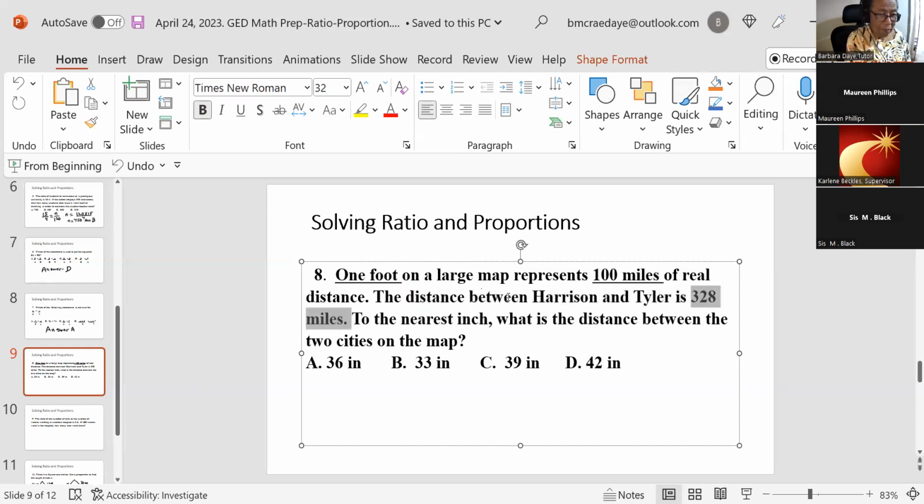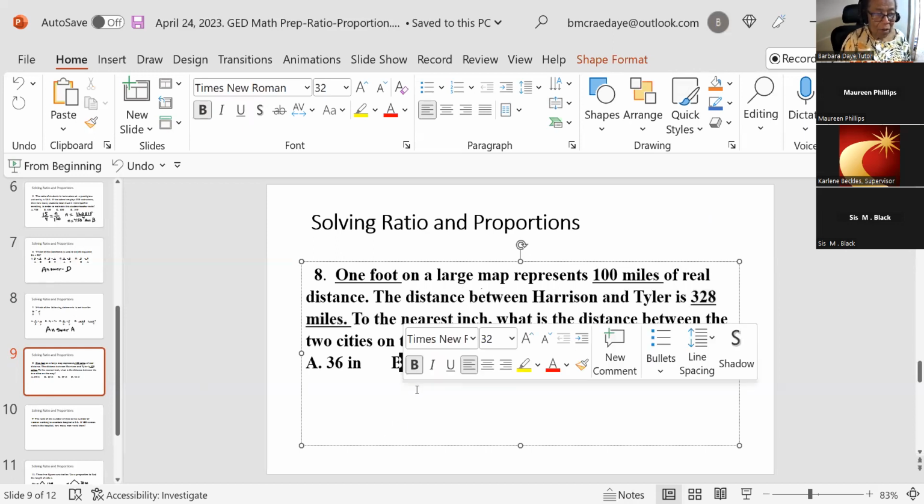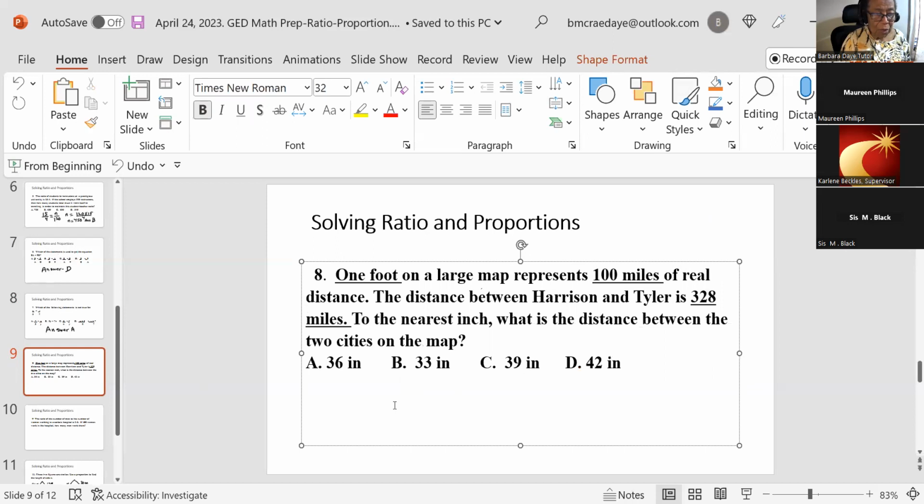So you get what? What is the answer? 39. Okay, Maureen, give me your proportion. What did you write for your proportion? I didn't write proportions. I did it from my calculator. Yeah, okay. But you have to do it a different way. One foot represents 100 miles.